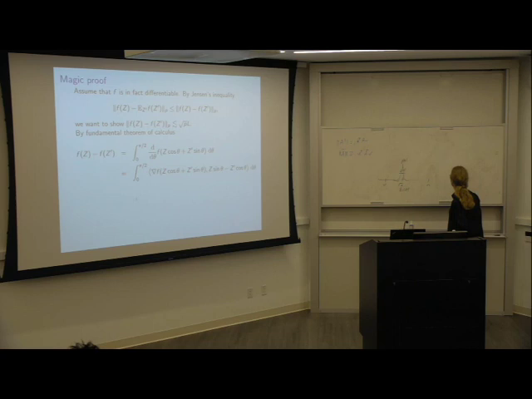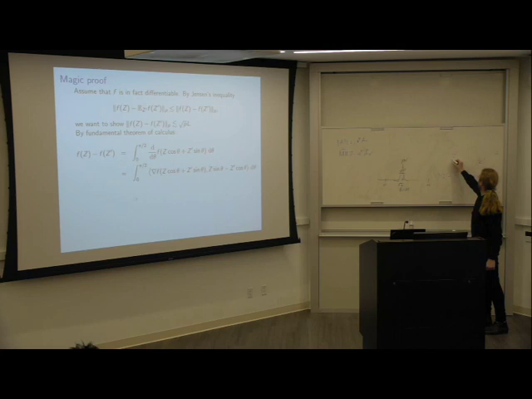I have some points z and z prime, they are random. I want to analyze f of z minus f of z prime. I connect those two points by some path, and I'm saying that this difference is equal to the integral of the derivative of my function when I integrate over this path. So this is just the fundamental theorem of calculus.